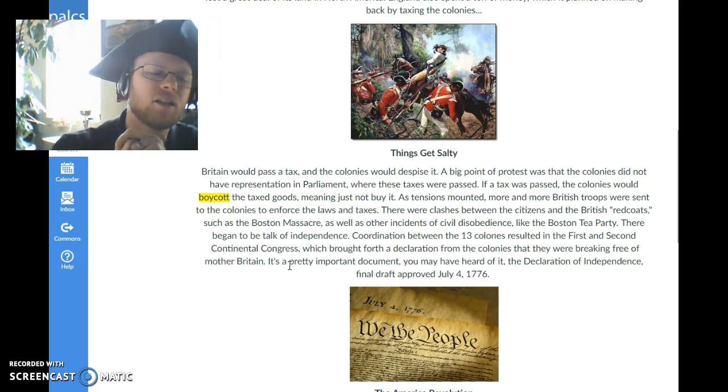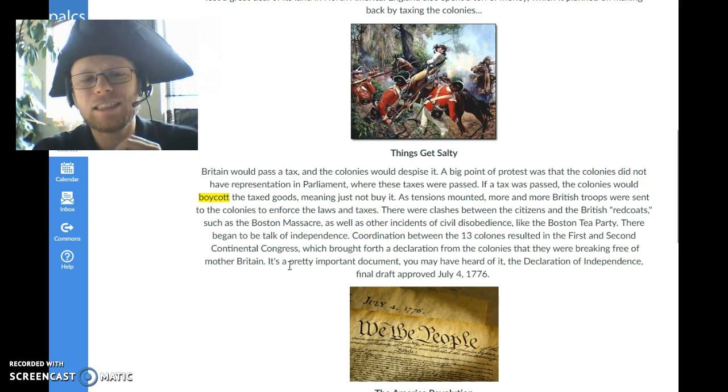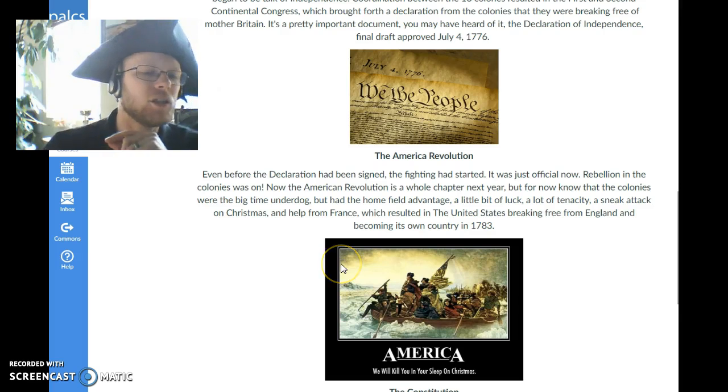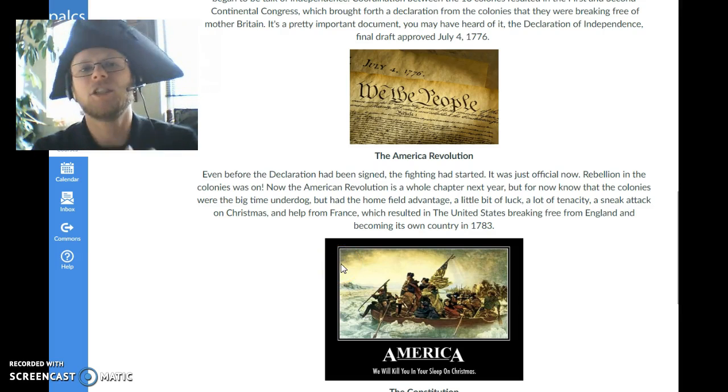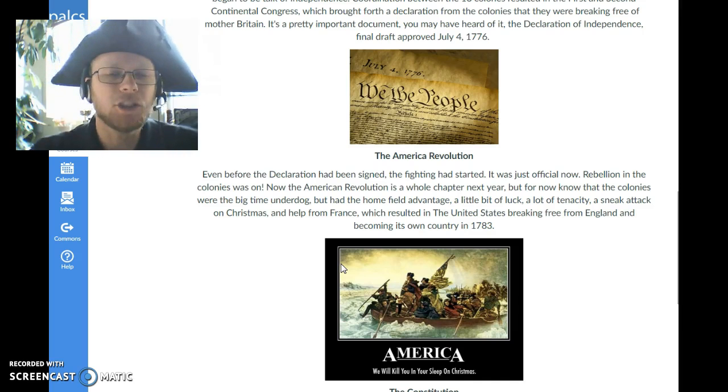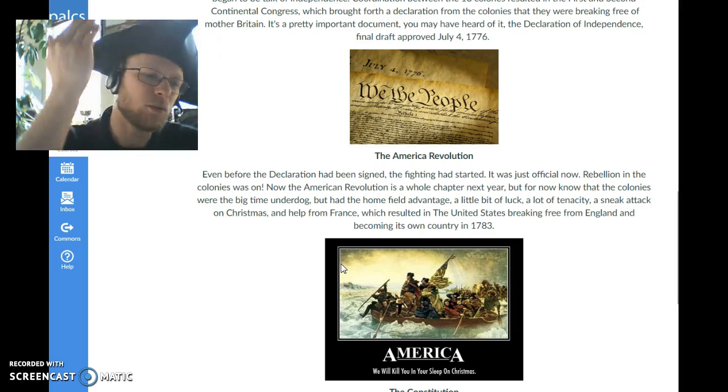It was finalized on July 4th, 1776. So, even before the declaration had been signed, the fighting had started. You may have heard of the shot heard around the world at Lexington and Concord. It was just official now with the Declaration of Independence. Rebellion in the colonies was on.